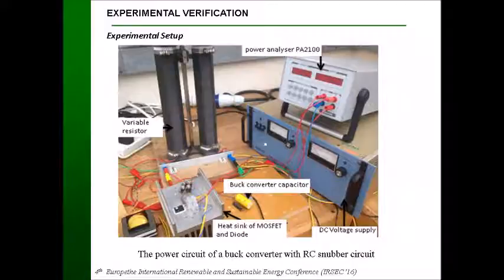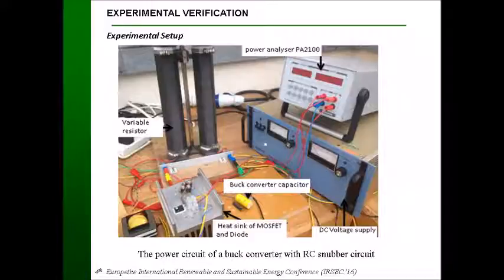But the first step here, we designed the buck converter and we implemented the snubber circuit. The snubber circuit, if you see it here on the MOSFET, is connected by two wires which are connected on the MOSFET. This part is connected to protect the switching, and we have measured the impact on the current and voltage on the MOSFET using the RC snubber circuit and without a snubber circuit.